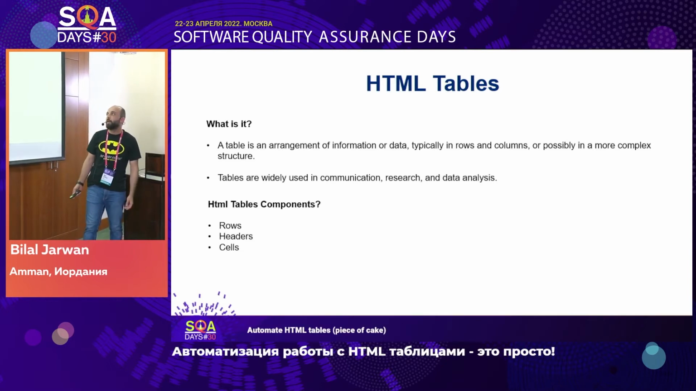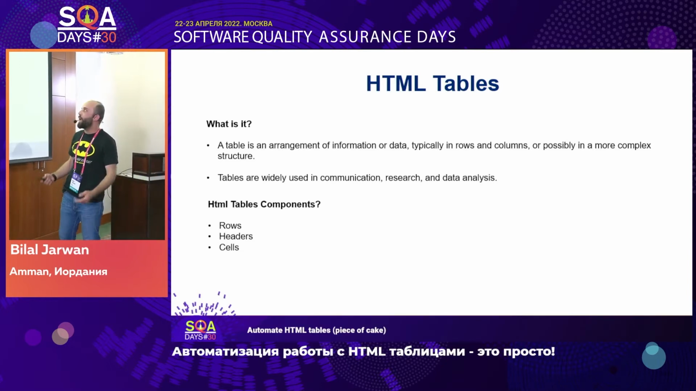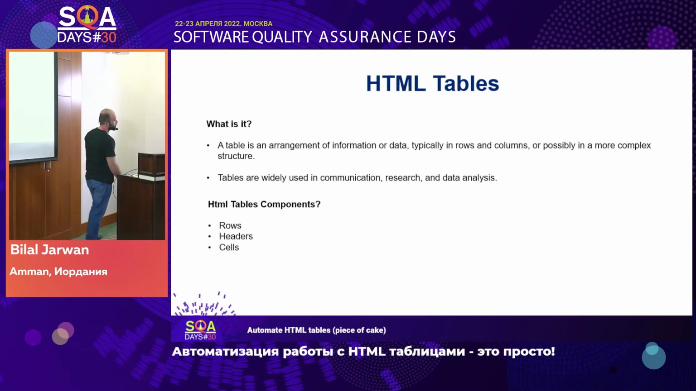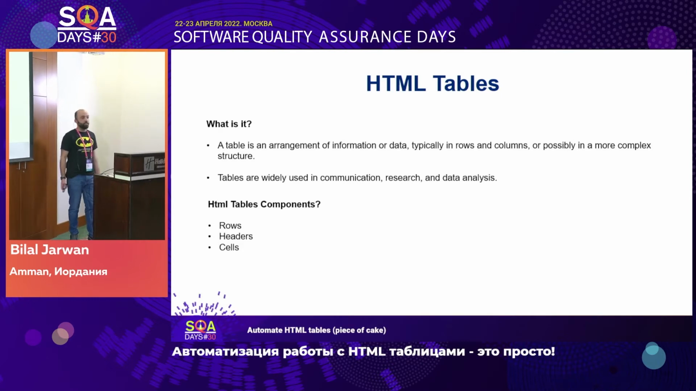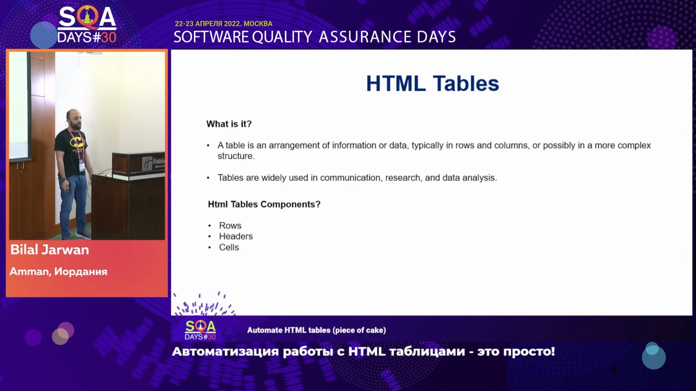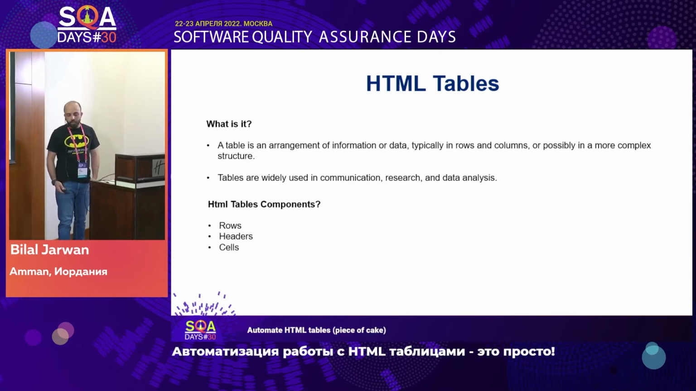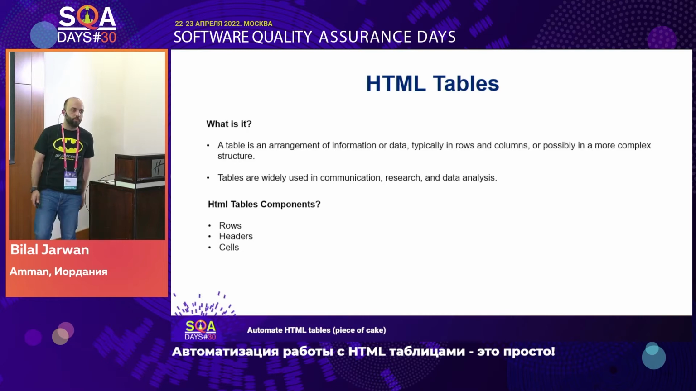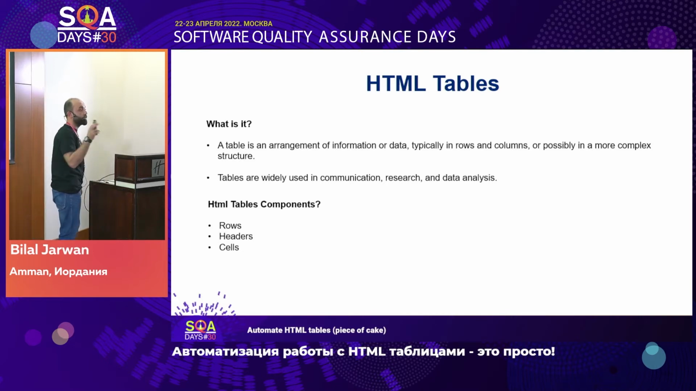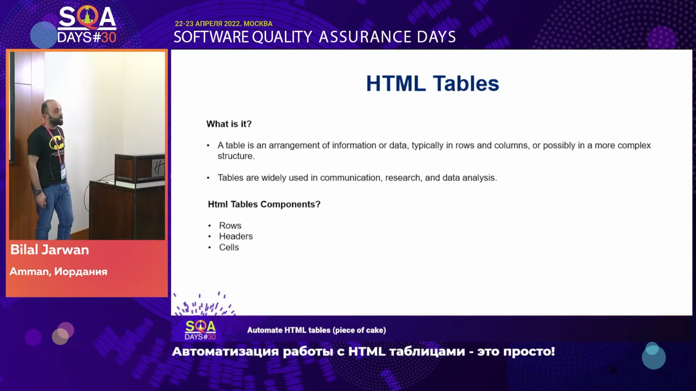HTML tables are an arrangement of information or data, typically in rows and columns, and sometimes in a more complex structure. The tables are widely used in communication, research, and data analysis. In the HTML tables, we have three components. The first one is the rows, the second one is the headers, and the third one is the cells.